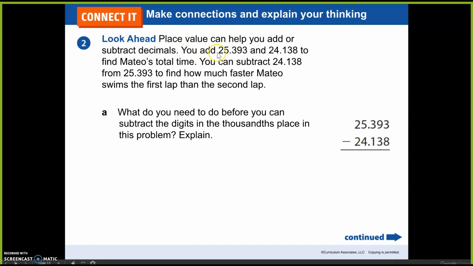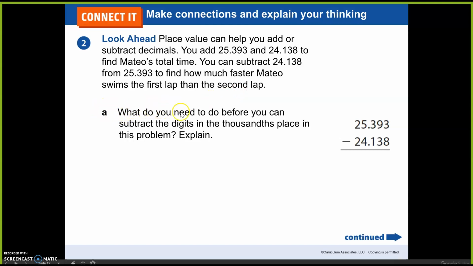You add 25 and 393 thousandths and 24 and 138 thousandths to find Mateo's total time. That's what we just did on the previous slide. You can subtract 24 and 138 thousandths from 25 and 393 thousandths to find how much faster Mateo swims the first lap than the second lap.